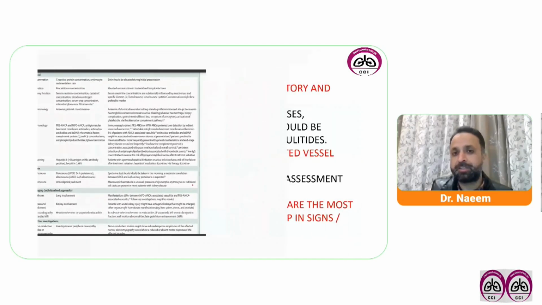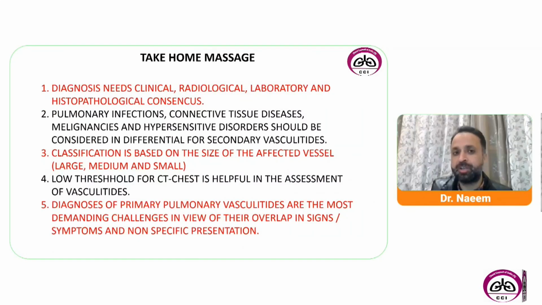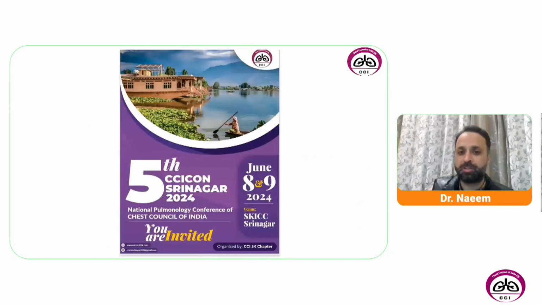And here is the take home message: diagnosis needs clinical, radiological, and histopathological consensus. Pulmonary infection, connective tissue diseases, malignancies, and hypersensitivity disorders should be considered in the differential. Classification of vasculitis is based on the vessel involved, with a low threshold for CT diagnosis, and diagnosing a primary pulmonary vasculitis is most challenging in view of the overlap in signs and symptoms along with non-specific presentations.